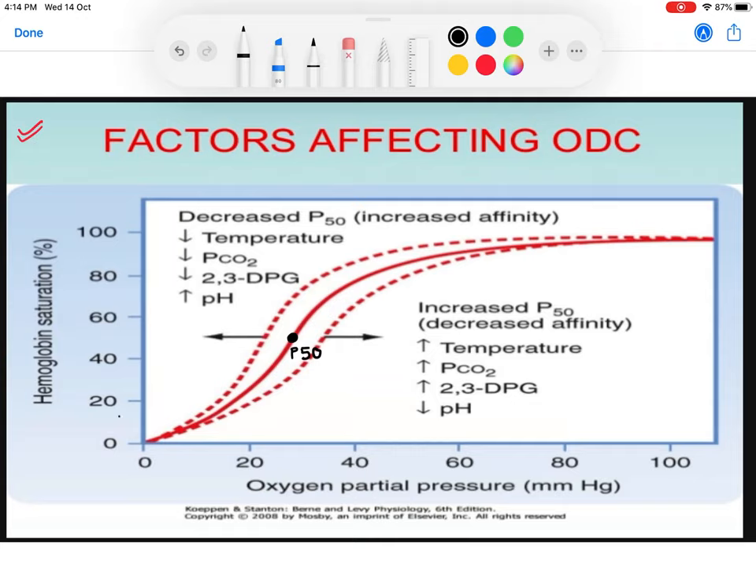Number one, the situation where the graph is shifting to the left side. When is this going to occur? Partial pressure of carbon dioxide decreased, temperature decreased, diphosphoglycerate acid level decreased and pH increased. These are the four parameters you are supposed to remember. If temperature, pressure of carbon dioxide and diphosphoglycerate acid level drop down and pH increases, then from the point of P50, the entire curve is shifting to the left side.